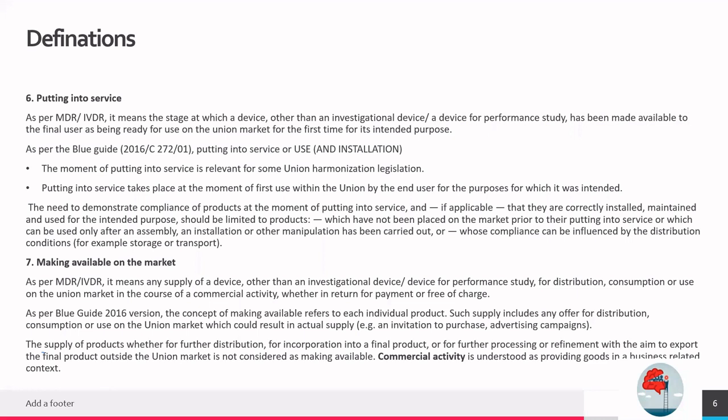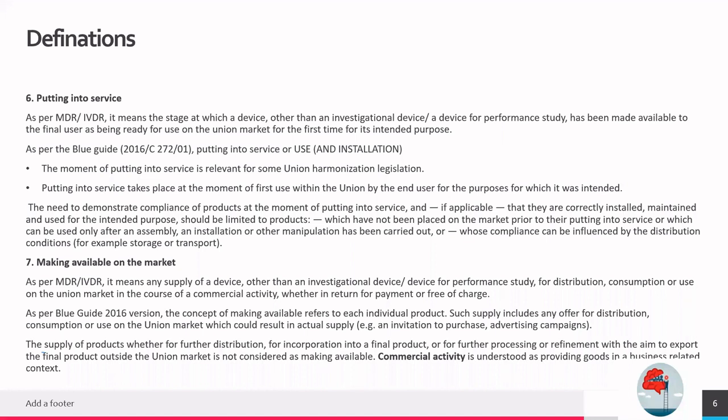Okay, as per the Blue Guide, putting into service or use and installation. The moment of putting into service, this use and installation is added. So the moment of putting into service is relevant for some Union harmonisation legislation, which means not all EU member states, only a few. So a few national legislative frameworks, a few NLFs, will have this. Putting into service takes place at the moment of first use within the Union by the end user for the purposes for which it was intended. So the moment that device is being used by the first user for the intended purpose for which it was made, that is called putting into service.